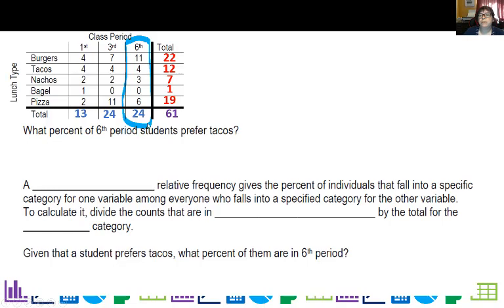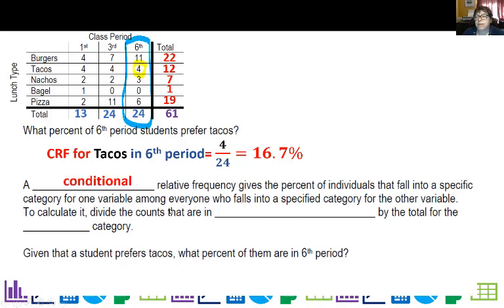Now, what percent of 6th period students prefer tacos? Now, since I'm talking about 6th period, that means I'm only interested in this area highlighted in blue. The group that likes tacos is 4 out of that 24, or 16.7%. Now, a conditional relative frequency gives the percent of individuals that fall into a specific category among everyone who falls into a specified category for the other variable. So we have the percentage of people who like tacos out of all 6th period students. To calculate it, divide the counts that are in both categories, in this case the 4, by the total for the given category. So we knew it was 6th period, so we divide by 24.